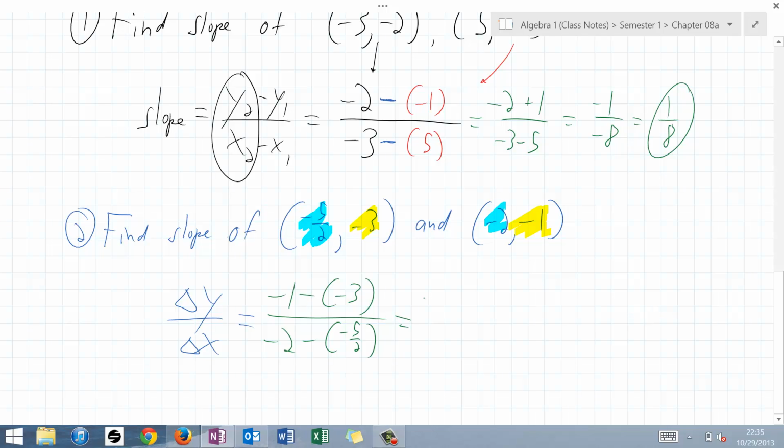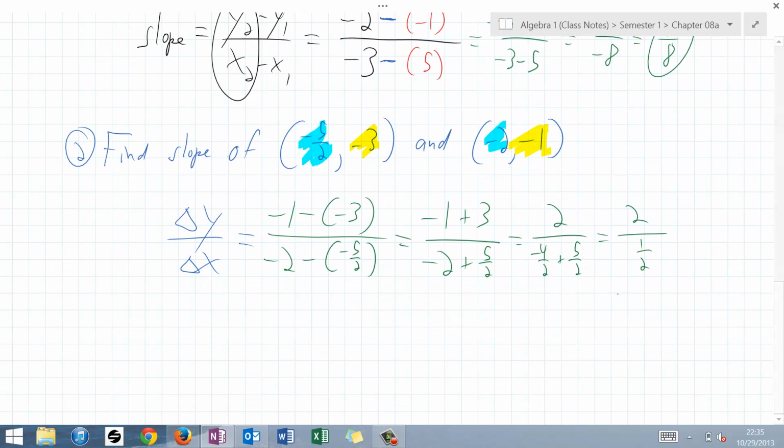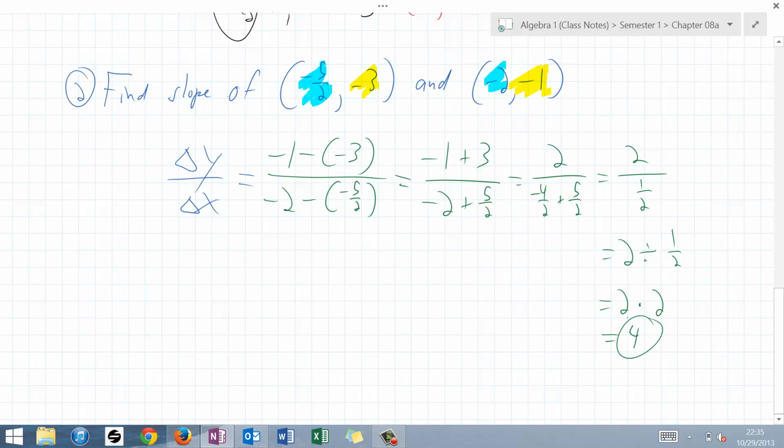Well, the numerator is going to become -1 plus 3, and the denominator is -2 plus 5/2. -1 plus 3 is 2, and -2 plus 5/2 is, sorry, -4/2 plus 5/2, which is 1/2. So 2 over 1/2, which is 2 divided by 1/2, which is 2 times 2, or 4. And that would be the final slope for that one.